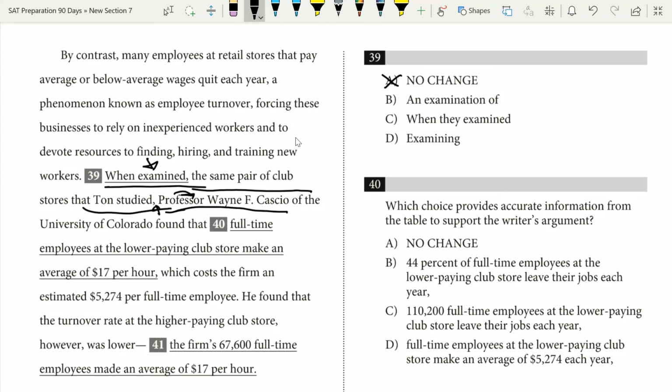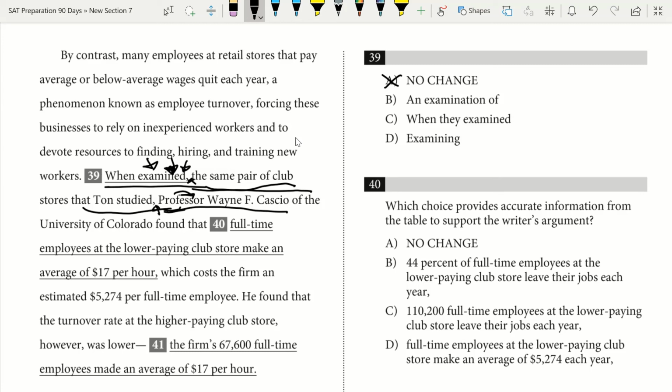Keep in mind that introductory modifying clauses are dependent clauses, but I was just saying dependent clause in the sense of something that isn't modifying a person. So an introductory modifying clause is really what I'm looking to come before Professor Wayne F. Casco, because we haven't heard about him yet and we really don't know why he's relevant here. So using that introductory modifying clause would tell us. So I'm looking for something that does that. So this "when examined" here, right? When examining what? That's too broad for it to be a dependent clause, and it also wouldn't make sense to then say the same pair of club stores Tan studied. So that's going to be wrong.